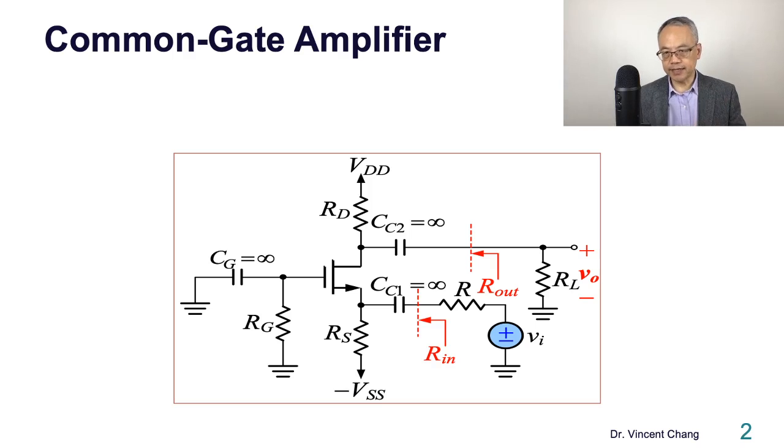Here's the common gate amplifier circuit. It's the grounded gate configuration for MOS. So gate is AC grounded and the signal comes in through the source terminal and output is taken out from the drain terminal.